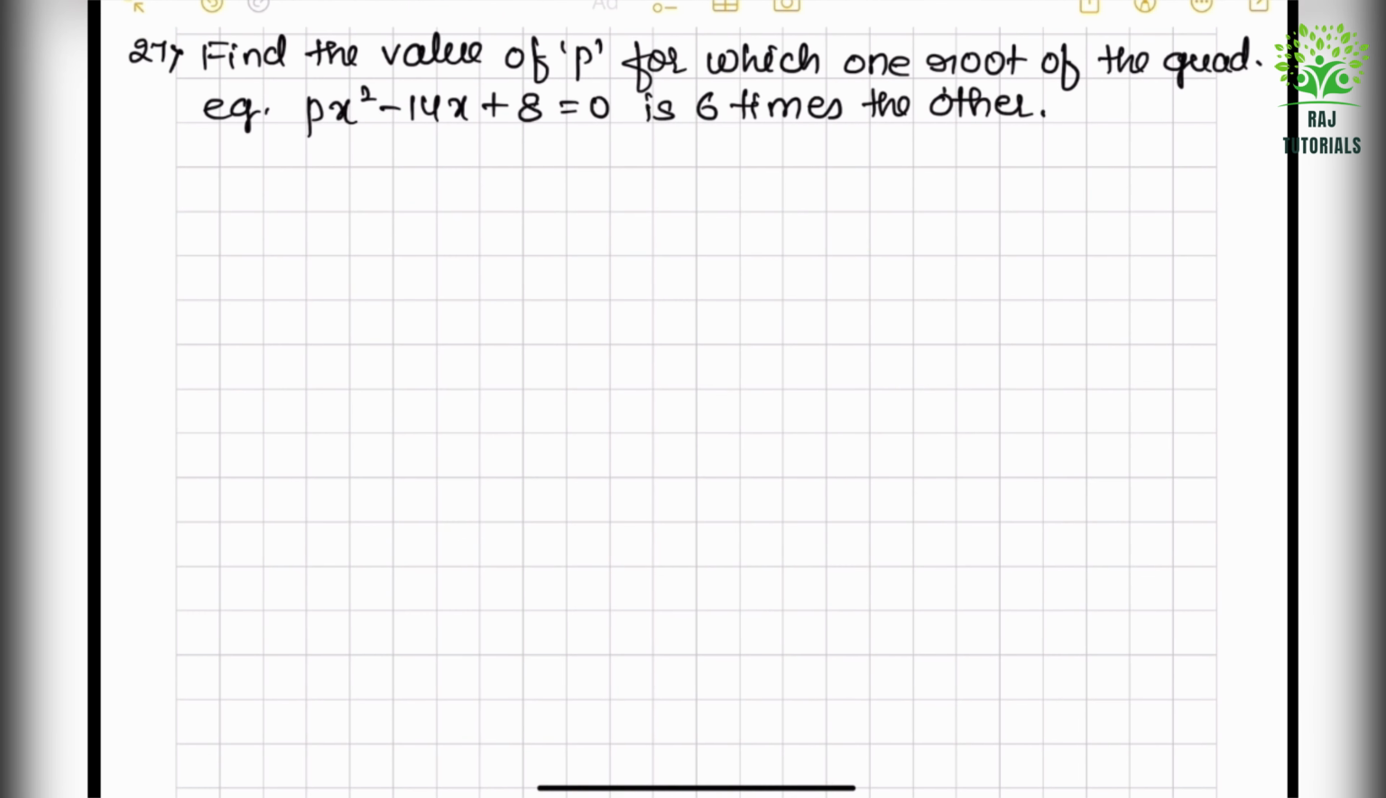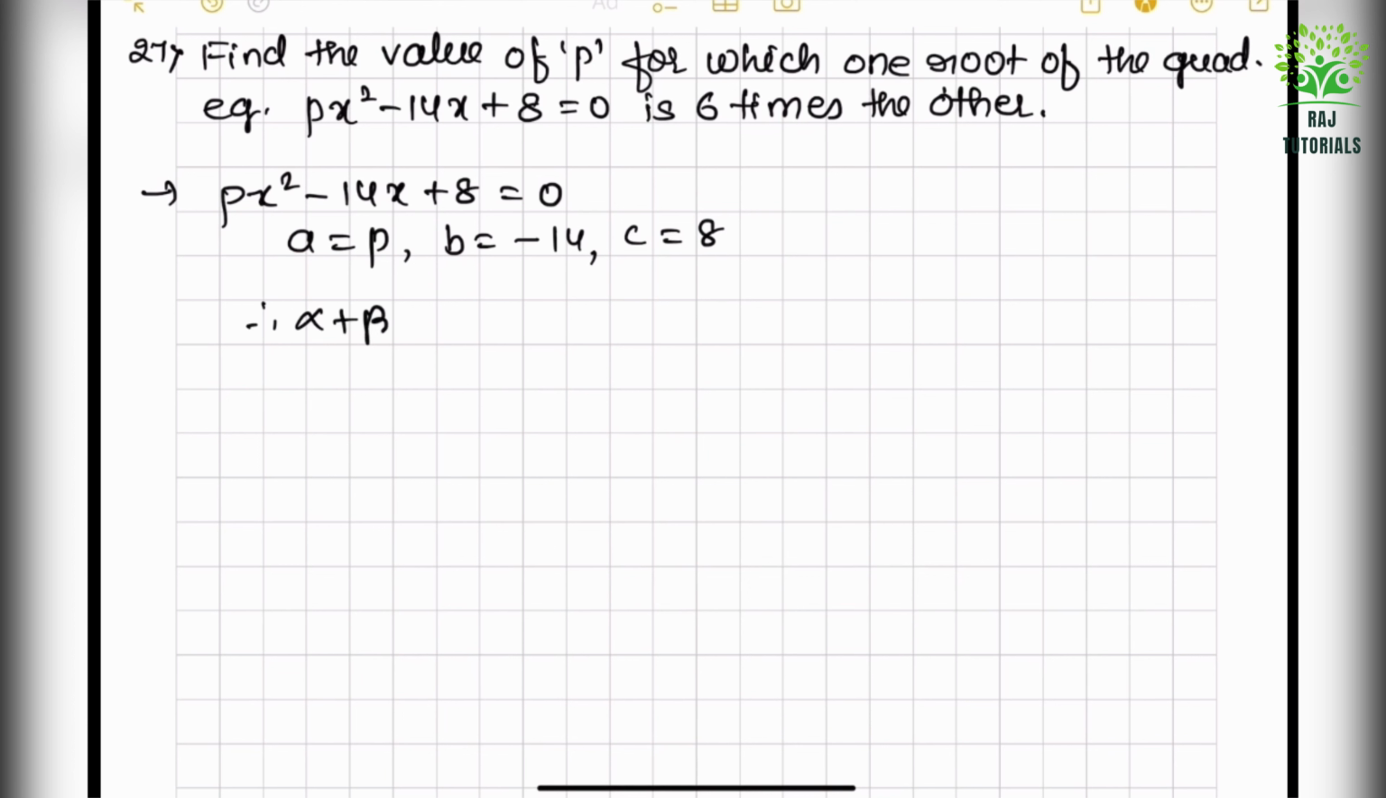Next question says, find the value of p for which one root of the quadratic equation px square minus 14x plus 8 equal to 0 is 6 times the other. So the equation given to me is px square minus 14x plus 8 equal to 0. So here a equal to p, b equal to minus 14 and c equal to 8. Therefore I can say alpha plus beta equal to minus b by a, that is minus of minus 14 upon p, so 14 by p.